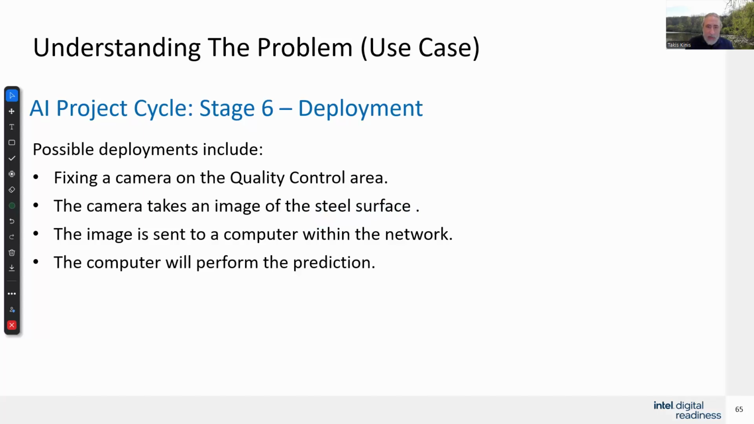It says fixing a camera on the quality control area. The camera takes an image of the steel surface. The image is sent to a computer within the network. The computer will perform the prediction, and then it will tell us if it's correct or not.